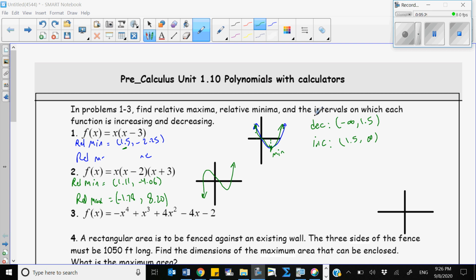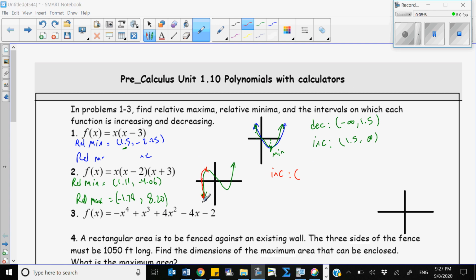Now I need to find increasing and decreasing area. So as I start moving my pen from left side of the graph, I see that over here from the left side until I reach this maximum point, the function is increasing. So I have an increasing area, increasing interval, which starts from negative infinity.